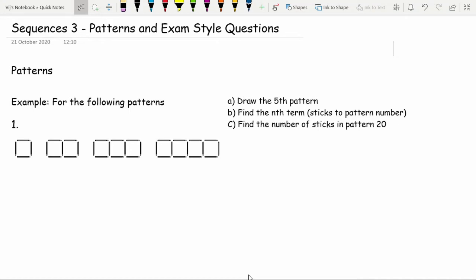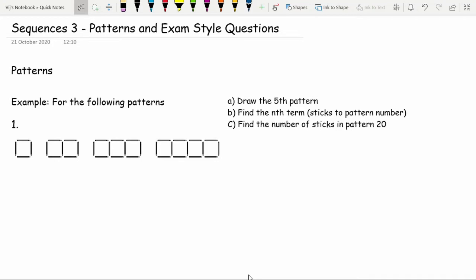So here we have a pattern involving sticks and squares, and the question is asking us to draw the fifth pattern, find the nth term, sticks to pattern number, which is really important that you understand what type of nth term we're looking at in this particular case, and find the number of sticks in pattern 20. Now these are the general structure of what most questions ask for, however they're not going to be fixed and may ask for other things which hopefully we'll bring up in this video.